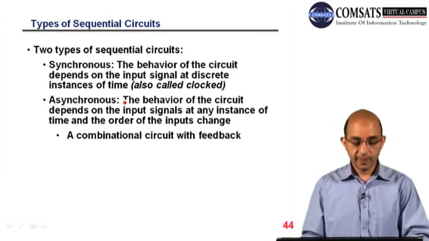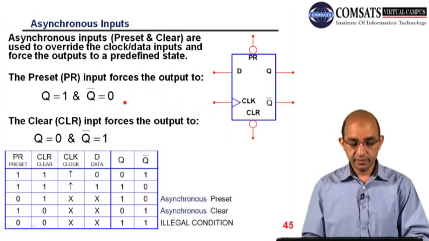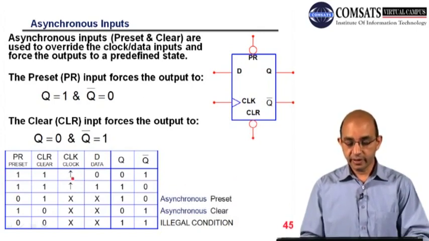An example of an asynchronous circuit is a combinational circuit with feedback, you can say an SR latch. Here we have asynchronous inputs, not asynchronous circuitry. You can see that we have preset and clear inputs that are asynchronous because they function independently from the clock.